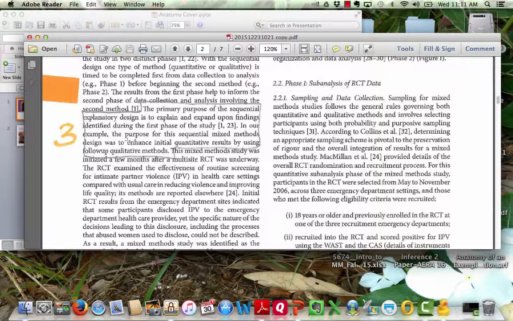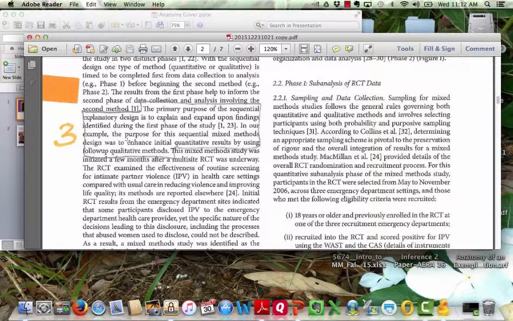This particular article uses the qual and quant in a classic way. The quant results probably left the researchers a bit perplexed, and then they use the qualitative results to answer the why question. That's a classic combination. So the quantitative results revealed sort of a counterintuitive finding.